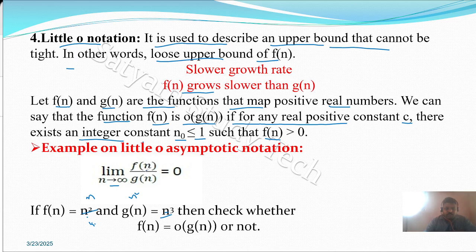Now the limit as n tends to infinity of f of n by g of n, where f of n is n square by g of n is n cube. Now it is the limit as n tends to infinity of 1 by n. So the n value is infinity. Now we can check here, the n value is infinity, so the limit is 1 by infinity. Infinity can represent 1 by 0 here. It is 0. So that here it is satisfied. Then you can write f of n equals little o of g of n.